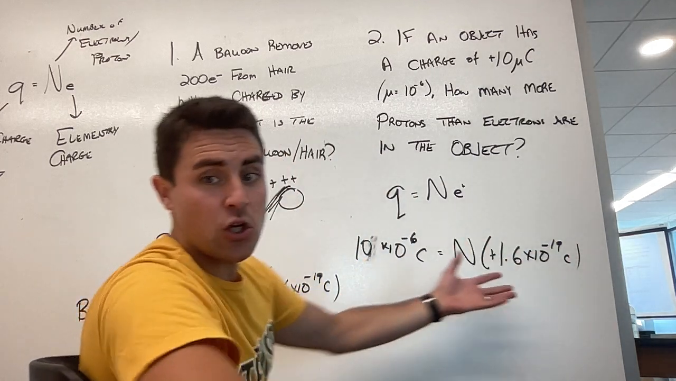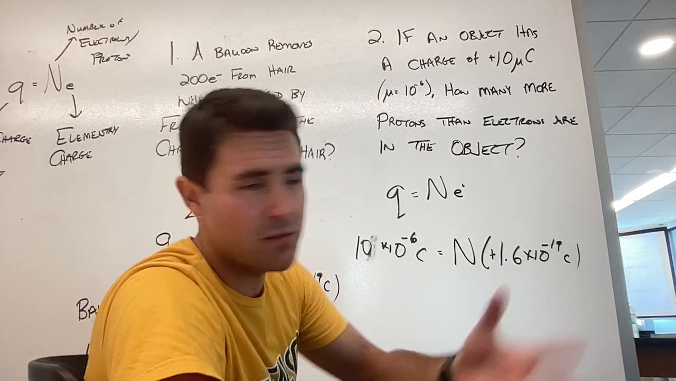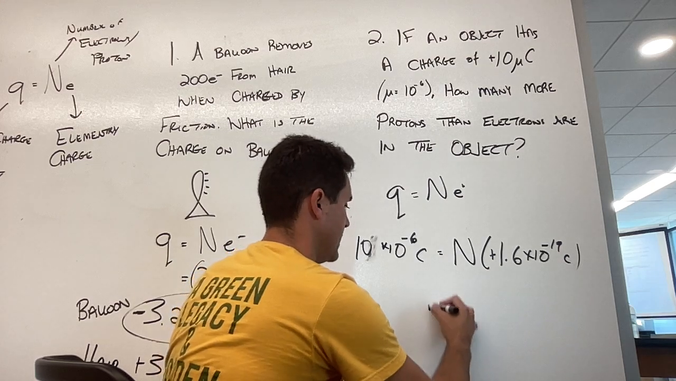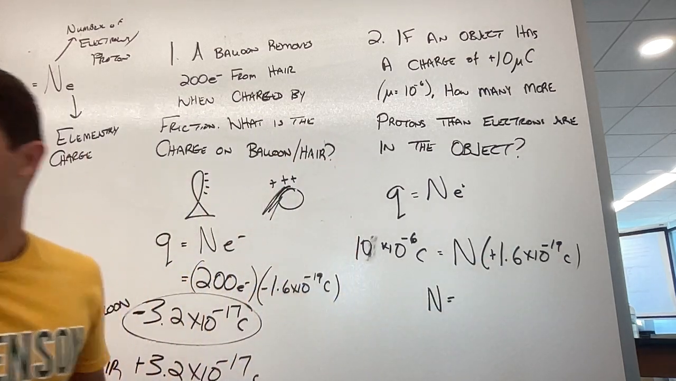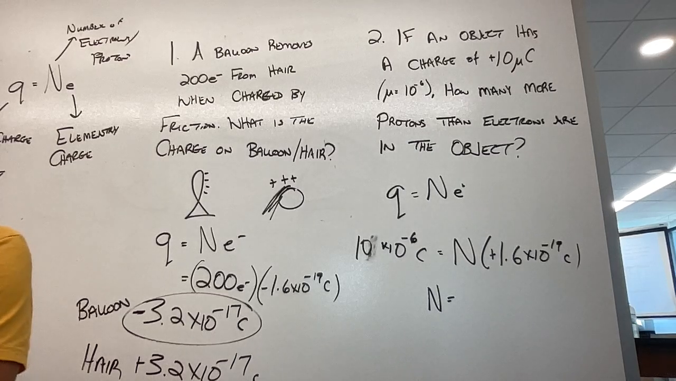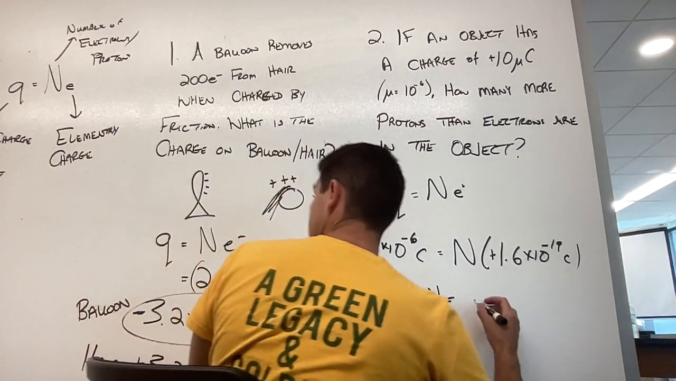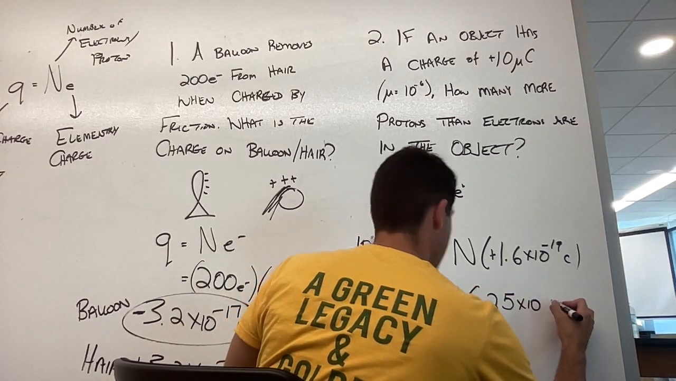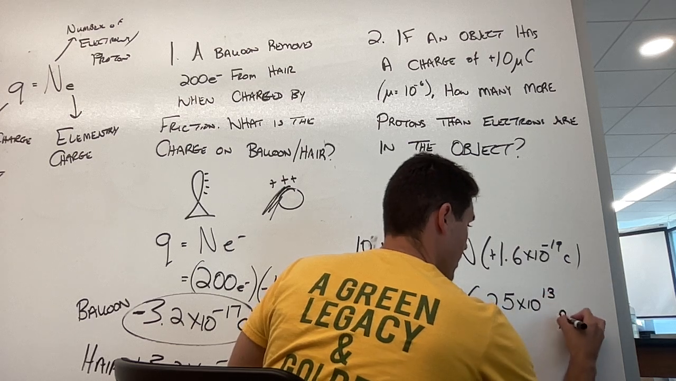You can kind of see that when I take coulombs and divide it by coulombs, I'm going to end up with a dimensionless or unitless number. That's what N will be. All right, so in order for us to do this, I would divide both sides by my elementary charge. So let's go ahead and do that. When I type that in my calculator, this is a few more keystrokes than I am used to. 10 times 10 to the negative 6, I end up with 6.25 times 10 to the positive 13th protons.